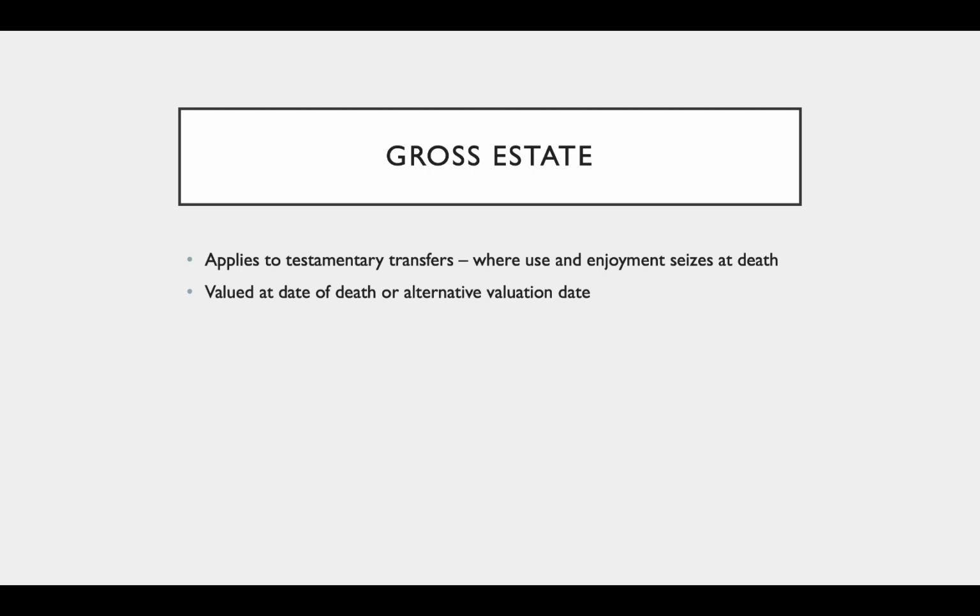The gross estate applies to testamentary transfers where the use and enjoyment ceases at death. So the entire estate to which the decedent has access and enjoyment at death is going to be included in the gross estate, and it's going to be valued at the date of death or the alternative valuation date, whichever is chosen by the executor.